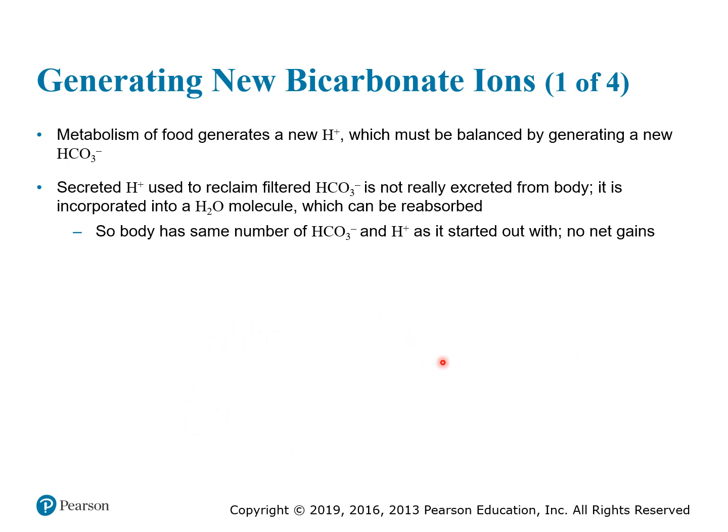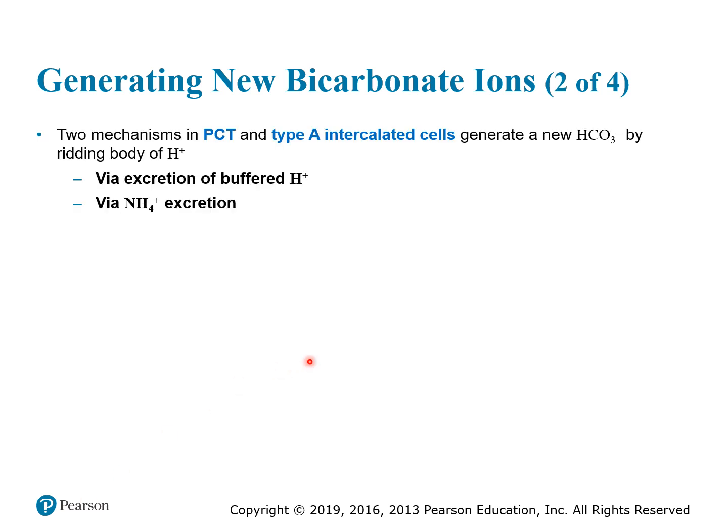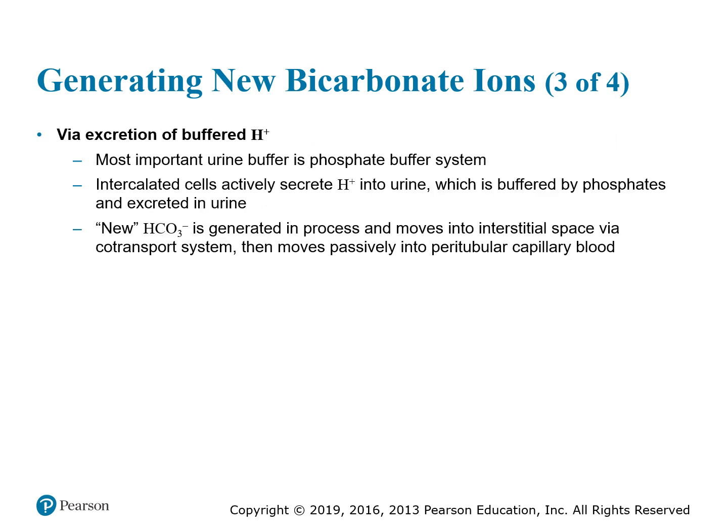So the body also needs to generate new bicarbonate ion to balance these newly generated hydrogen ions. There are two mechanisms present in the proximal convoluted tubule and the type A intercalated cells which generate new bicarbonate ions: the first one is via excretion of the buffered hydrogen ions, and the second via NH4 excretion. Now let's see how this system works. Keep in mind, now the body is not reabsorbing the bicarbonate ion. Now it is going to make new bicarbonate ion. Now let's look at the first buffer system.